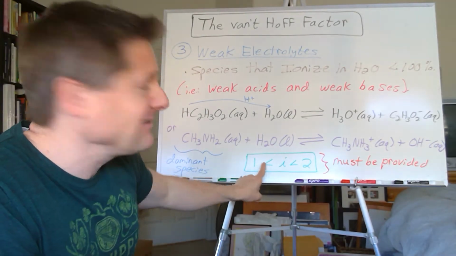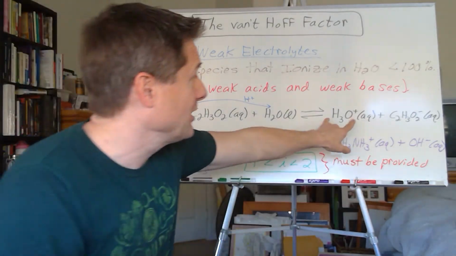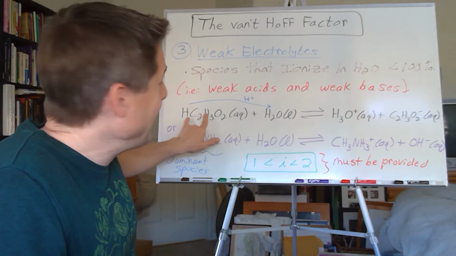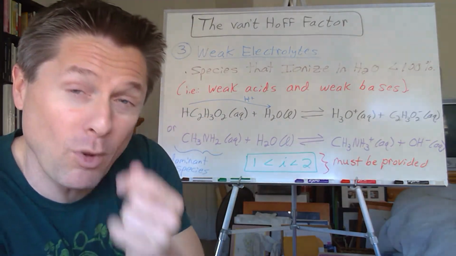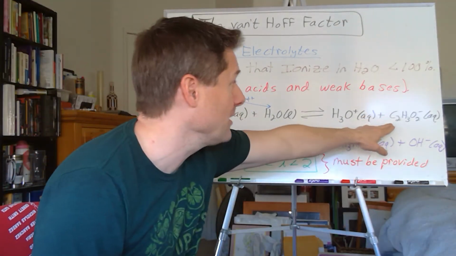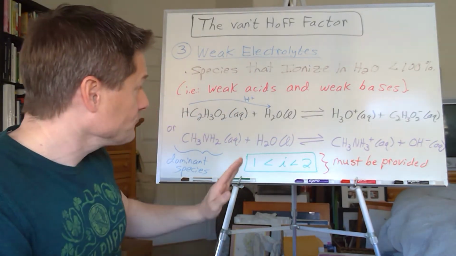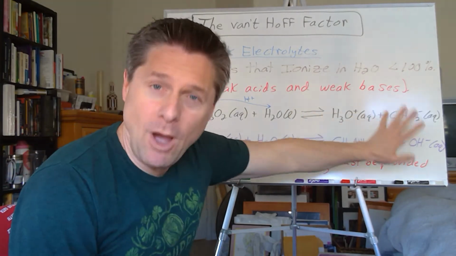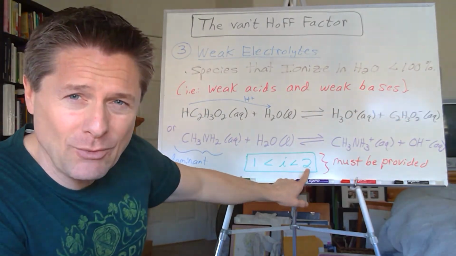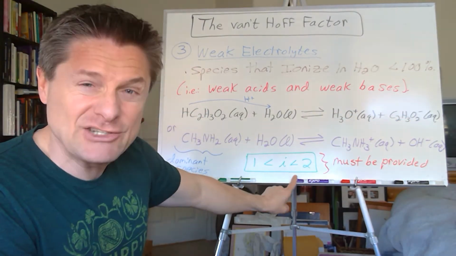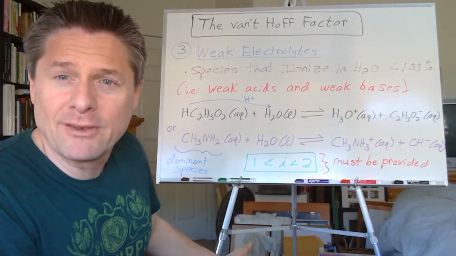So i has to be larger than 1 because if I put 1 mole of acetic acid in solution, I'm going to get more than 1 mole of particles. I'm going to get some hydronium, some acetate, and some of those. It's going to be a mixture of them. But it doesn't go to 100%, so I can't call it 2 like a strong acid. So it's going to be less than 2, but greater than 1.